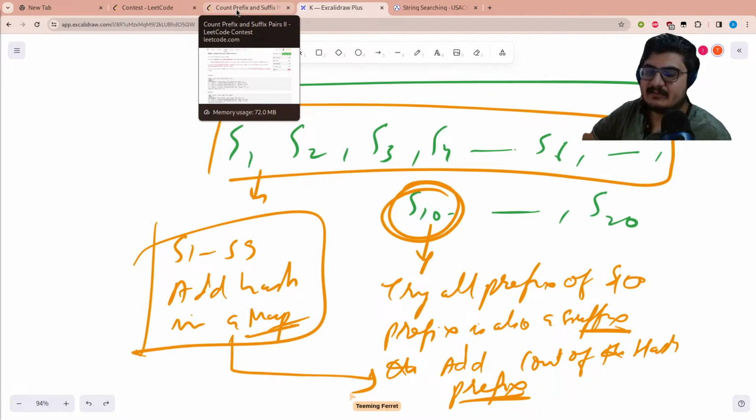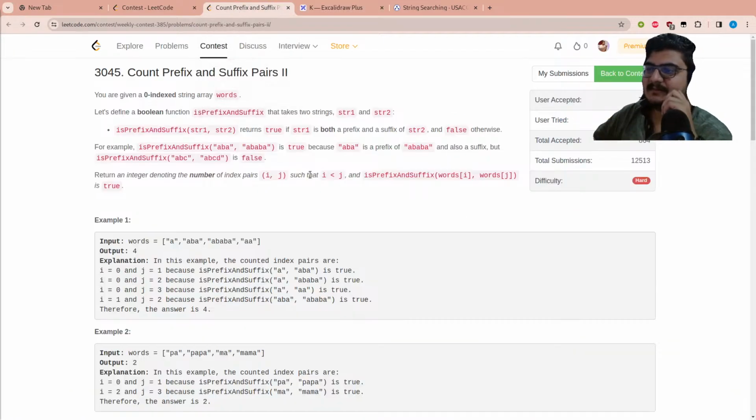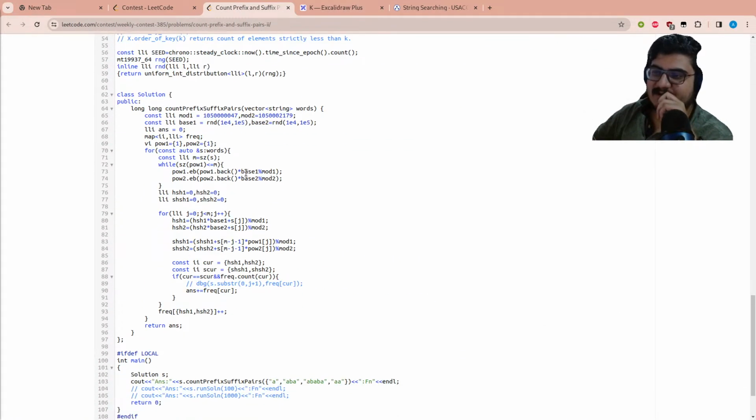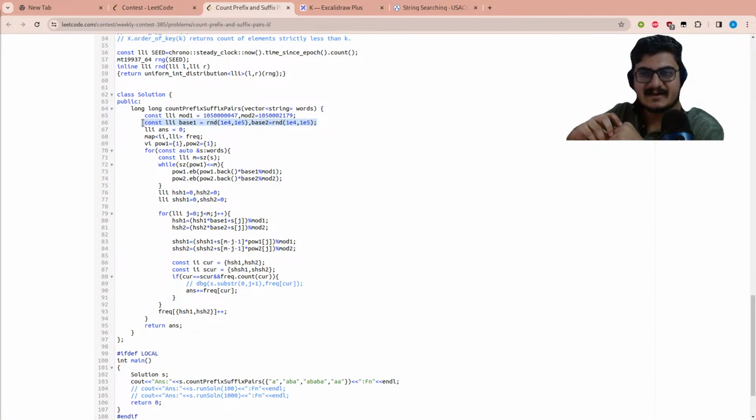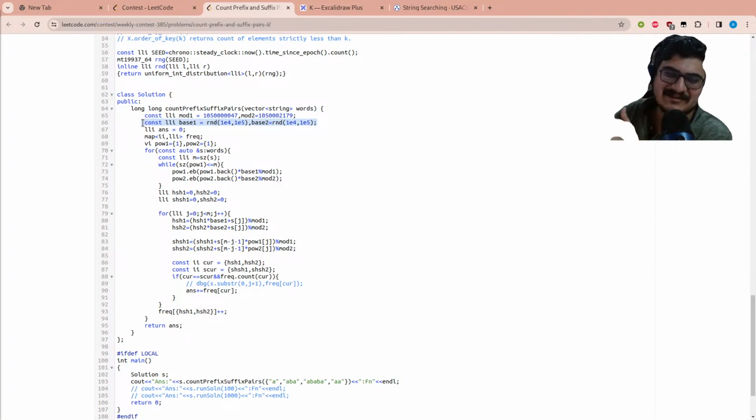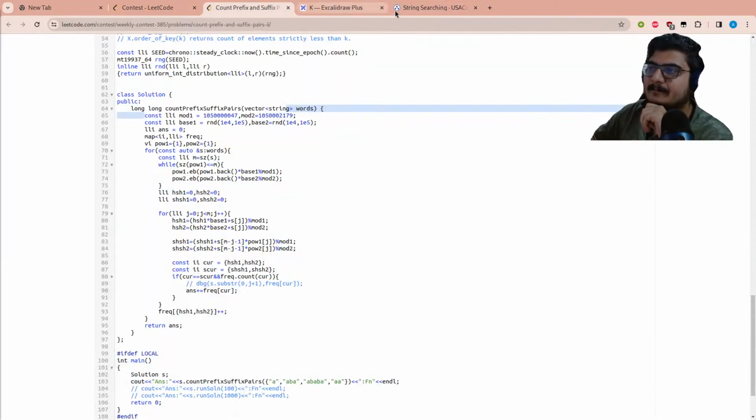And the way I did it was I tried to use rolling hash. Also beware, if you are using rolling hash you should randomize your base, because in the last contest a few people in the top 25 got hacked for using a fixed base. And you can again check out my same video, playing the cat and mouse game featuring the Leetcode contest, on how you should avoid it. As for rolling hash, you can find it here.